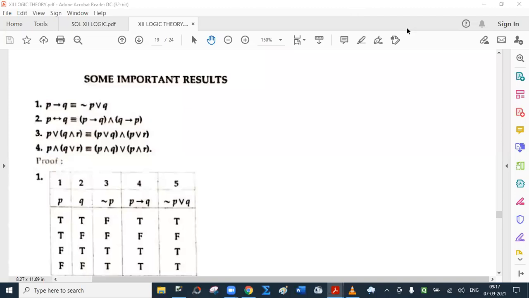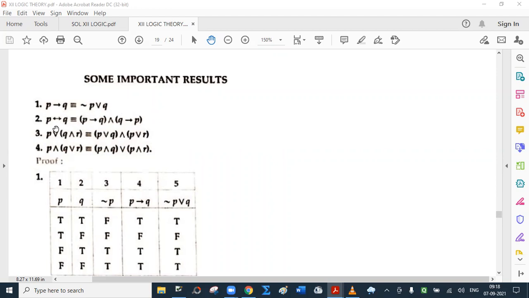Now, these are important results. Of course, these can be proved by constructing truth tables. So the first one, we can call it as conditional law. P implies Q is equivalent to not P or Q. This is very important, especially from CET point of view. P implies Q is equivalent to not P or Q.